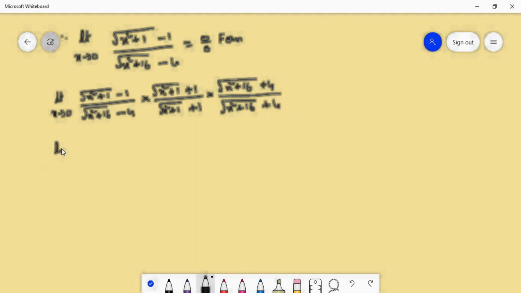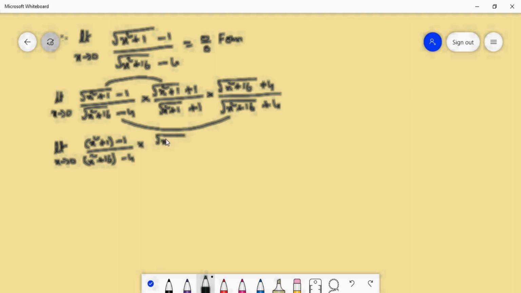Then limit x tends to 0, (x square plus 1 minus 1) by (x square plus 16 minus 16). Here you check: this one I am multiplying, and this one I am multiplying. Then what are the remaining values? In the numerator, root over x square plus 16 plus 4, and in the denominator, root over x square plus 1 plus 1.